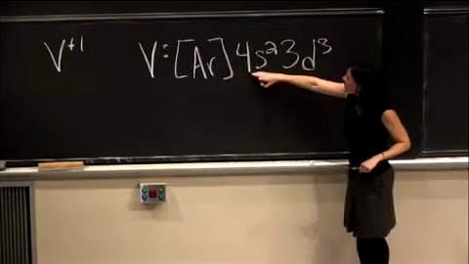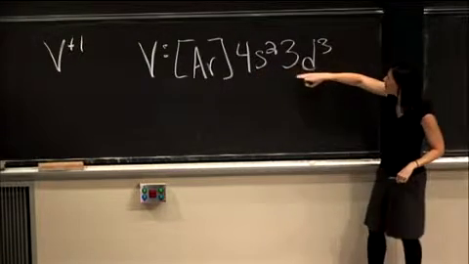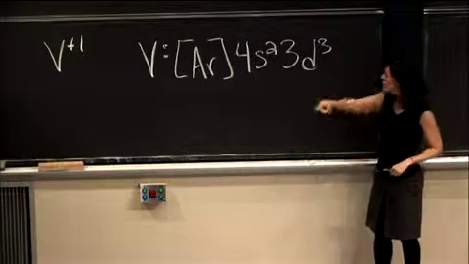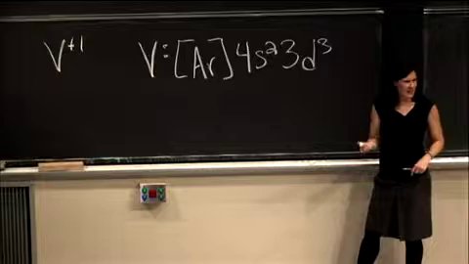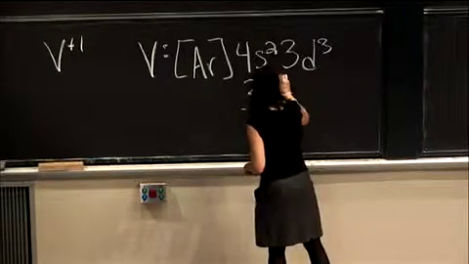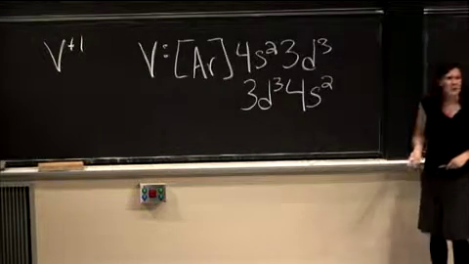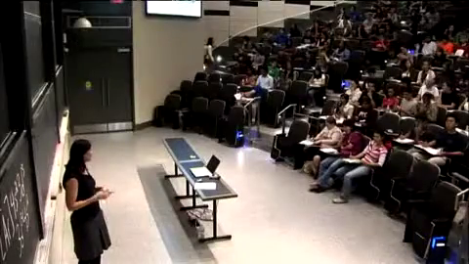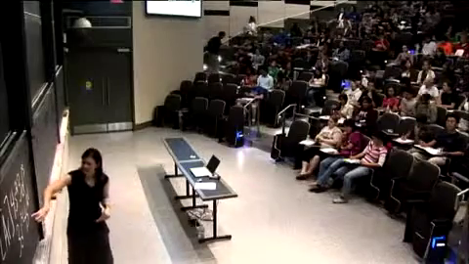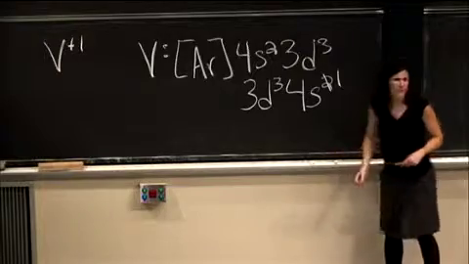But remember what we said at the end of class on Friday: even though 3d is higher in energy when it's not filled, once we fill it with an electron, these two orbitals actually switch places in terms of energy. So if we were to write this in terms of energy, we would actually have to rewrite it as 3d3 and then 4s2. So which orbital would we take an electron out of if we were ionizing this atom? The s. So we would actually take an electron out of the s, which gives us 3d3 and then 4s1.